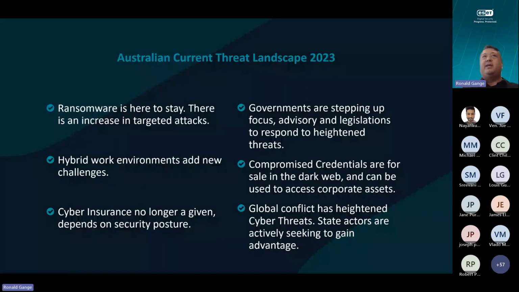Okay, so let's take a step back from those breaches and have a look at the overall Australian current threat landscape. What we've known for a while is that ransomware is still prevalent and is here to stay. Although it did go down in the last year and a half, at the end of COVID and during COVID, due to different factors and different types of threats that have appeared, ransomware is still growing, and there's an increase in targeted attacks.